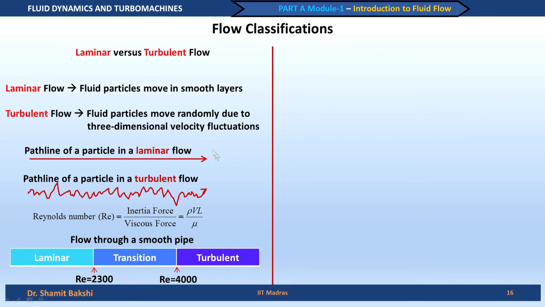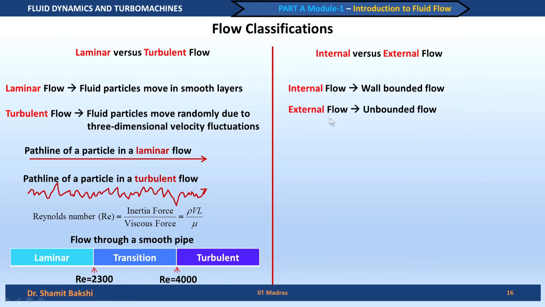Apart from this, there are further ways you can classify a flow. One thing which is quite useful in fluid mechanics is internal versus external flows. What do we mean by internal flows? Internal flows are basically wall bounded flows. That means the flow is surrounded by a wall. External flows are unbounded flows.